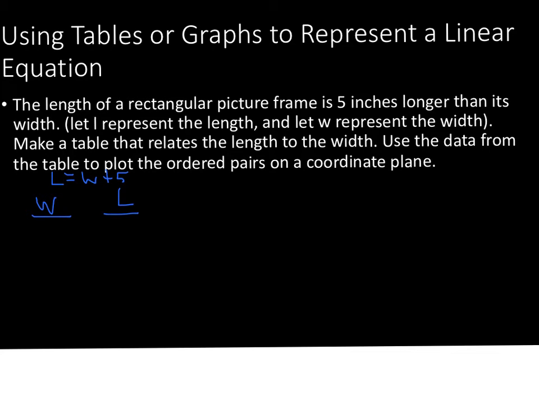So here's what we would do: we would start throwing in values for W. Let's say that W is equal to 1. Well, if W is 1, then 1 plus 5 is 6, so L is equal to 6. And if W is equal to 2, then that's 2 plus 5, which is 7, so L is equal to 7. If W is equal to 3, then that's 3 plus 5, so L is equal to 8. If W is equal to 4, that's 4 plus 5, so L is equal to 9. If W is equal to 5, then that's 5 plus 5, which is 10. So L is equal to 10.